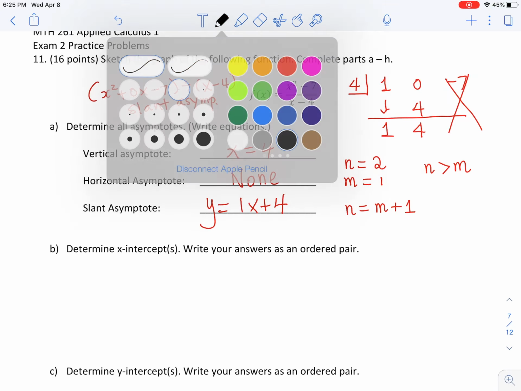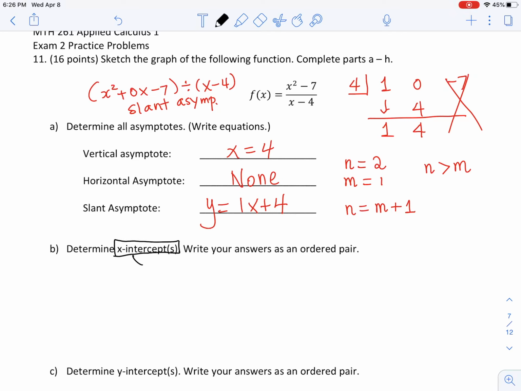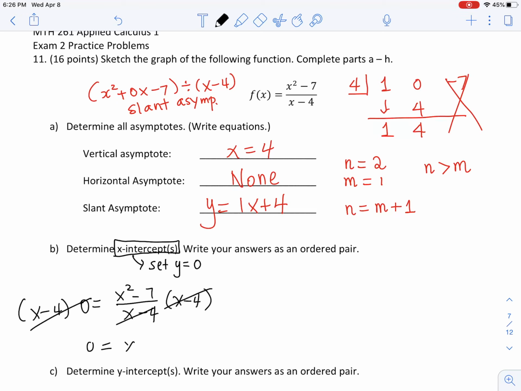If you want to find the x-intercept, set y equals 0. And y is f of x. So say 0 equals x squared minus 7 over x minus 4. Let's solve for x here. What can we do? We can multiply both sides by x minus 4. If you do that, we get x squared minus 7 equals 0.